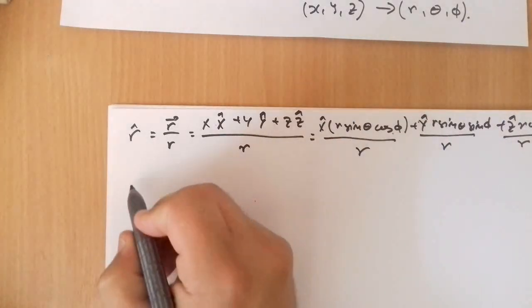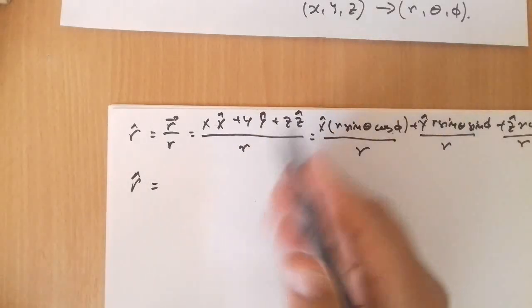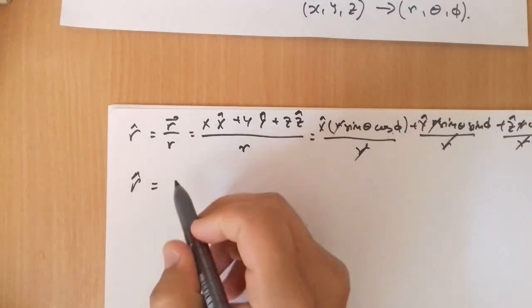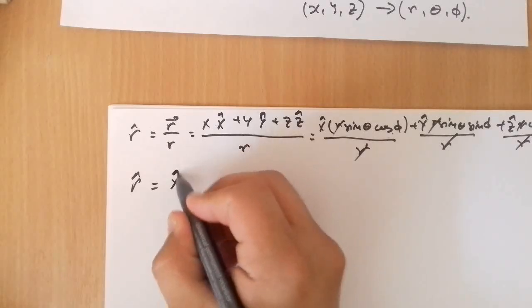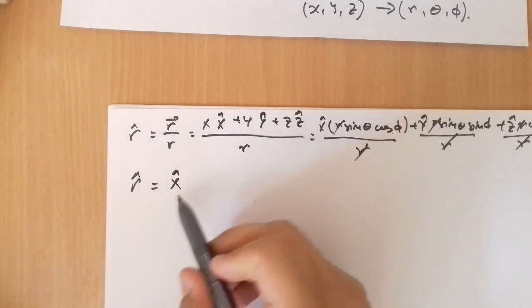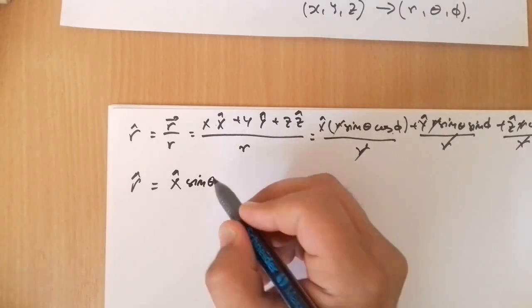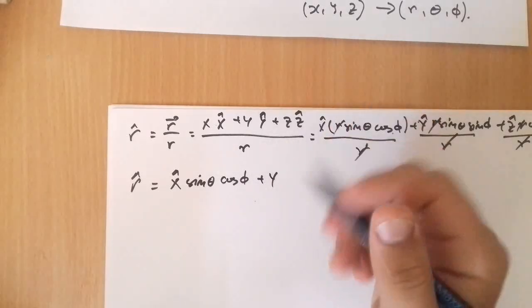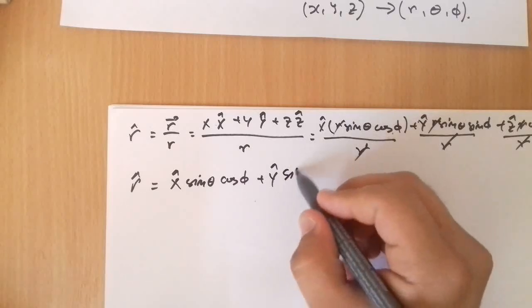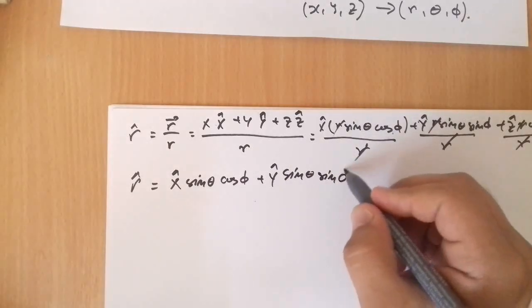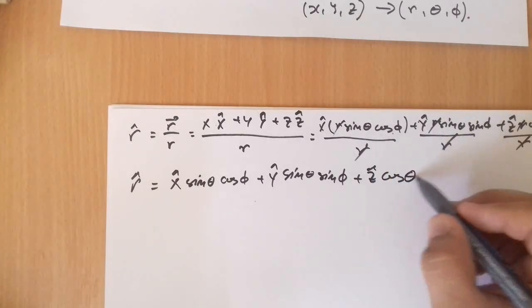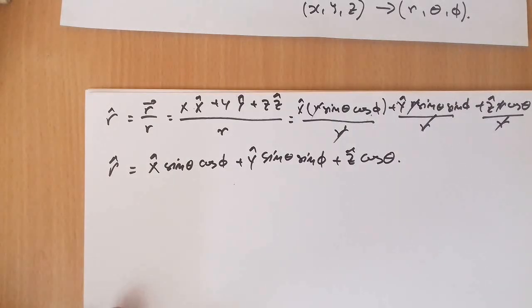The unit vector in the r direction is, cancelling this r with this r, and so on: in the x direction sine theta cosine phi, plus in the y direction sine theta sine phi, and in the z direction cosine theta. So this is in the r direction.